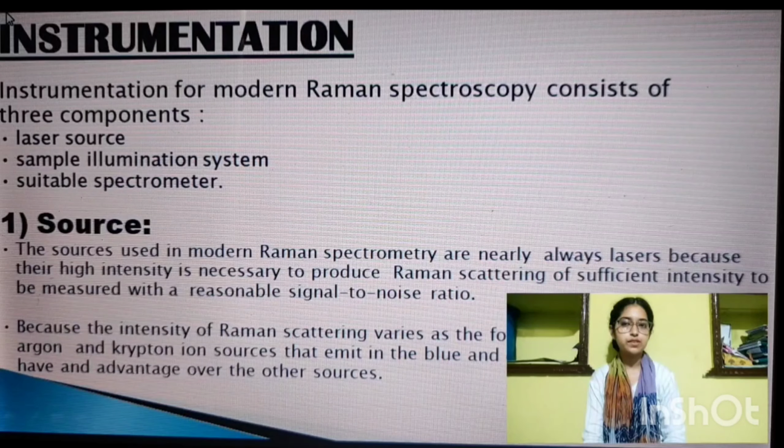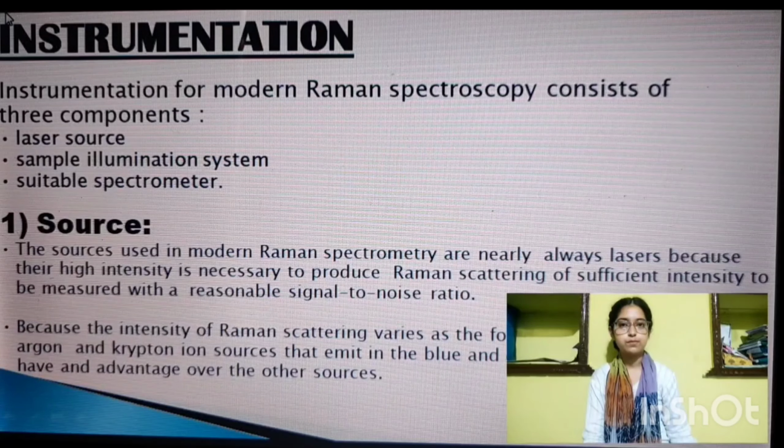The sources used in modern Raman spectroscopy are nearly always lasers, because high intensity is necessary to produce Raman scattering of sufficient intensity to be measured with a reasonable signal to noise ratio, because the intensity of the Raman scattering varies as the fourth power of the frequency.